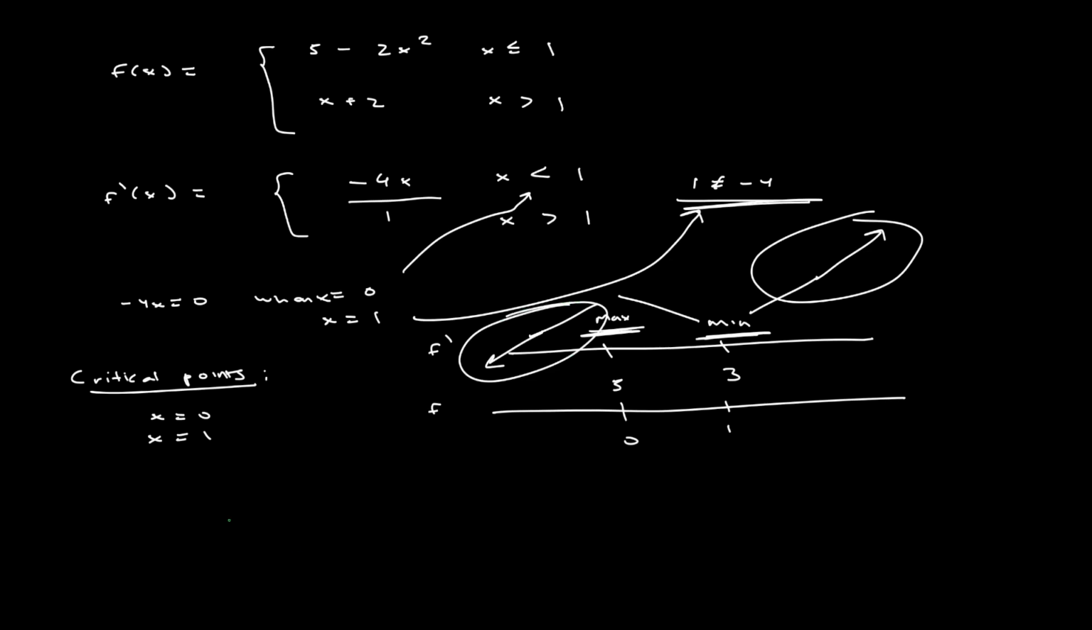So to reiterate, x equals 0 is a local max, and x equals 1 is a local minimum.